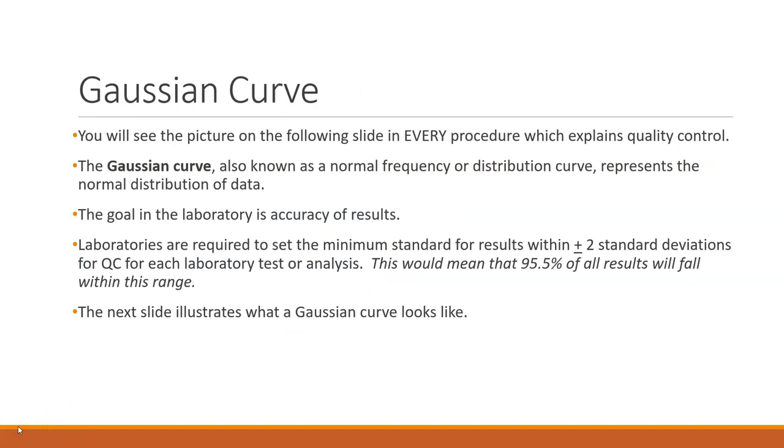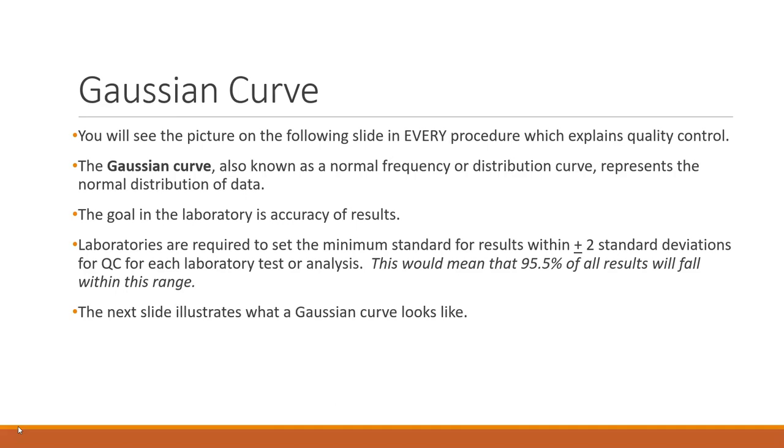Now we're going to go a little bit into the analysis of data. So you will see the picture on the following slide in every procedure which explains quality control at the beginner's level. The Gaussian curve, also known as a normal frequency or distribution curve, represents the normal distribution of data. The goal in the laboratory is accuracy of results. Laboratories are required to set the minimum standards for results within plus or minus 2 standard deviations for QC for each laboratory test or analysis.